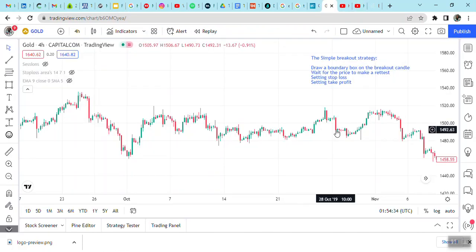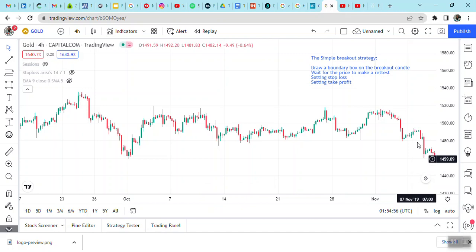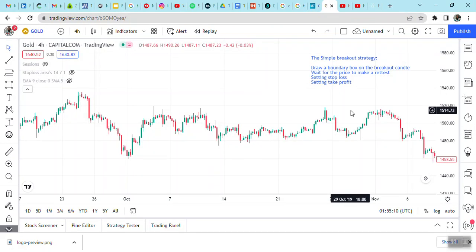Okay, so basically I'm on a gold chart analysis. What I want to do is show us a practical example of how the simple breakout strategy works. First and foremost we want to look at an example somewhere here. Our first rule says that we need to draw a boundary box on the breakout candle.